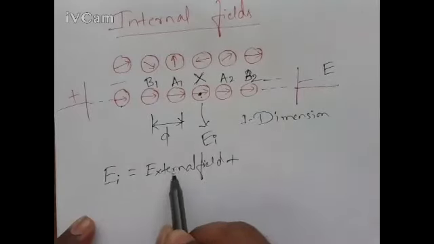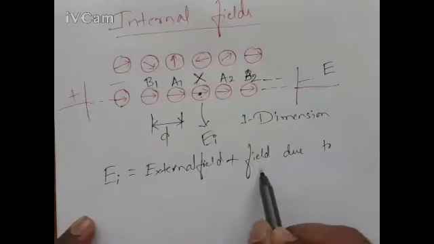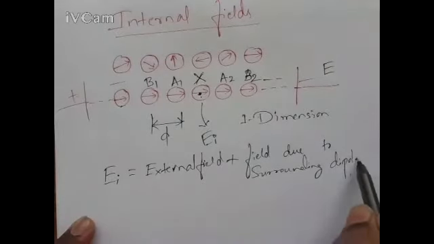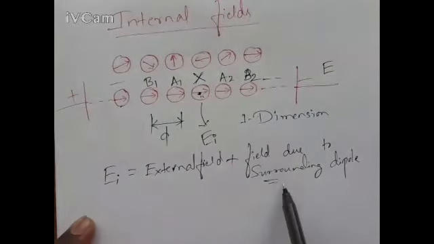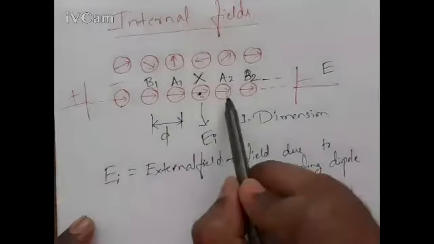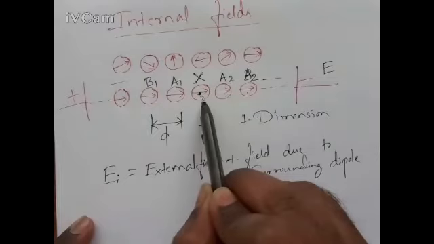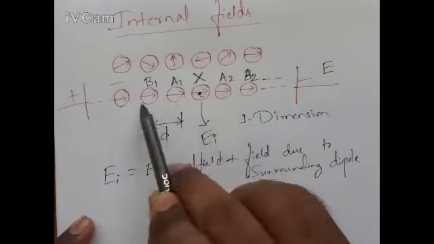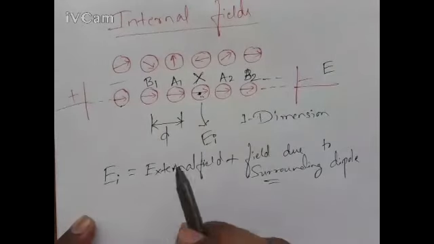plus the field due to surrounding dipoles. So at this point we have the extra field, besides the external field. Similarly, when we consider the field at this atom, the neighboring atom will be influencing it. This is not only for this point; for all the atoms, if I consider the same analogy, this is true.